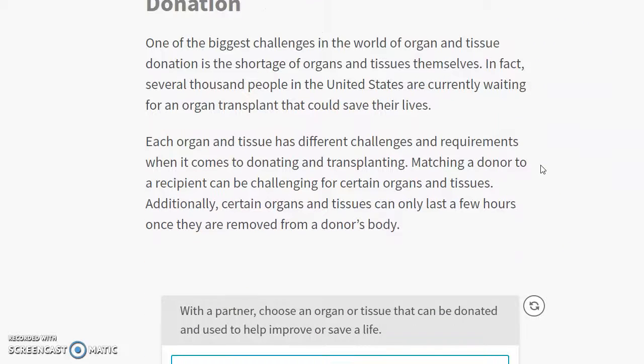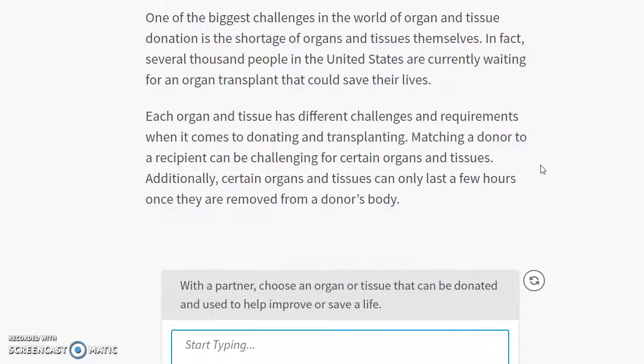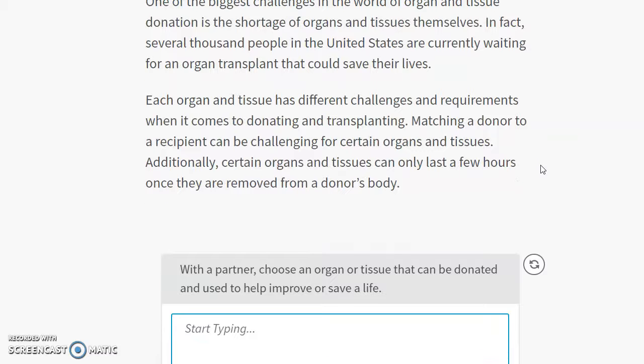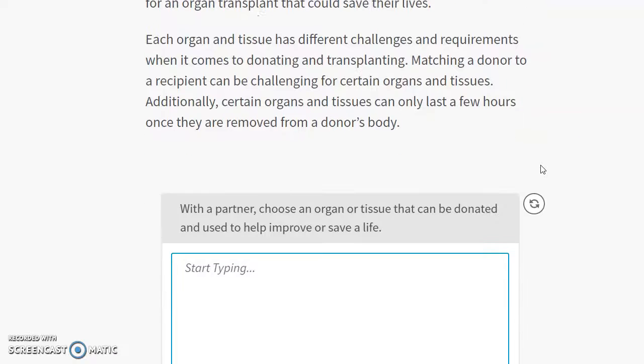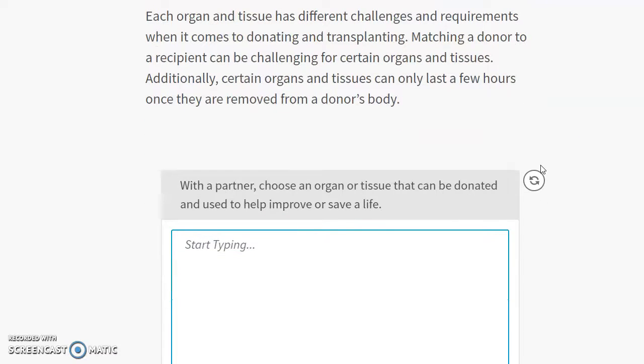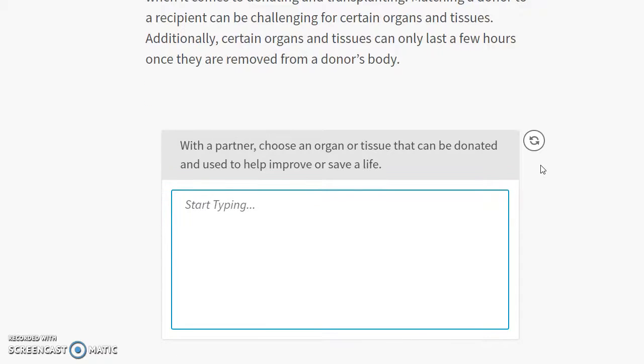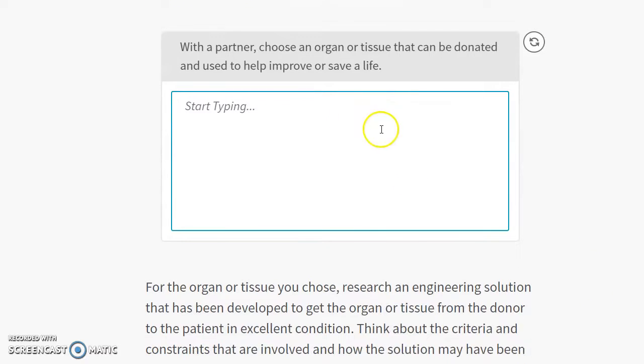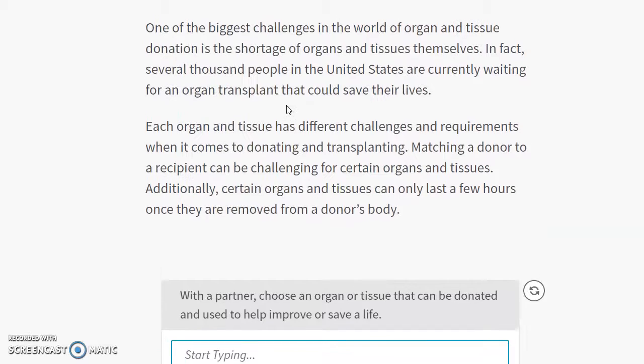So what is the challenge of organ donation? There's a shortage of the actual organs and tissues. So there's lists of people that are waiting for these organs, okay? It's also really hard to match a donor and a recipient to just show that, hey, that organ that was in that other person will match and work in another person's body, because there's a lot of different pieces that could work or not work, okay? Choose an organ that can be donated and used to help improve someone's life.